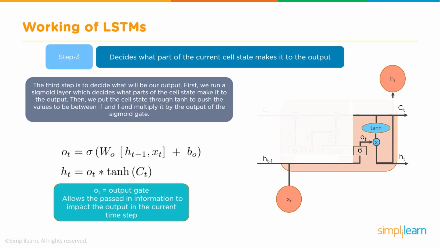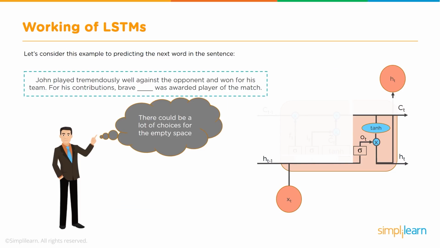So when we talk about the output o of t, we set that equal to the sigmoid of the weight of o, of the h of t minus 1, back one step in time, and the x of t, plus of course the bias. The h of t equals the o of t times the tanh of c of t. So our o of t equals the output gate, which allows the passed in information to impact the output in the current time step. Let's consider the example of predicting the next word in a sentence.